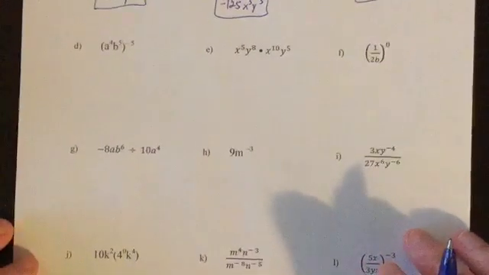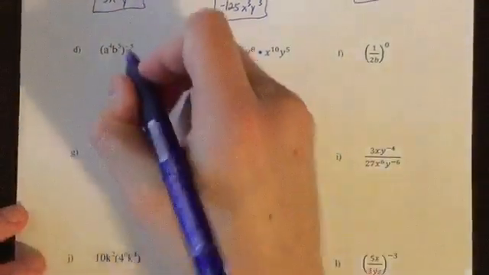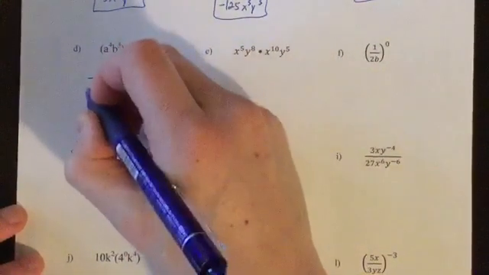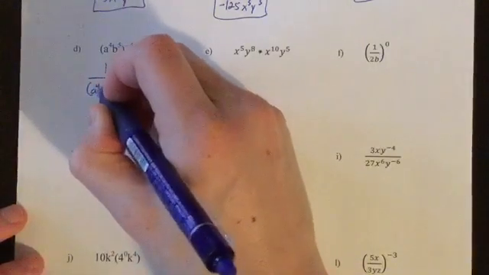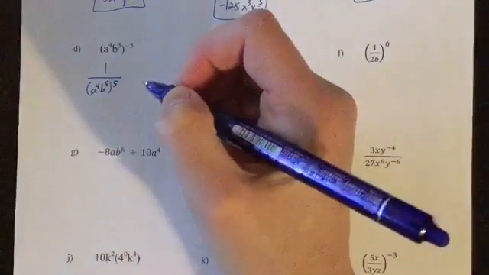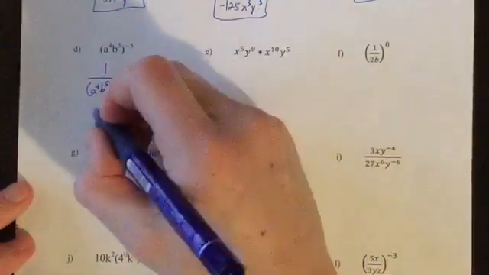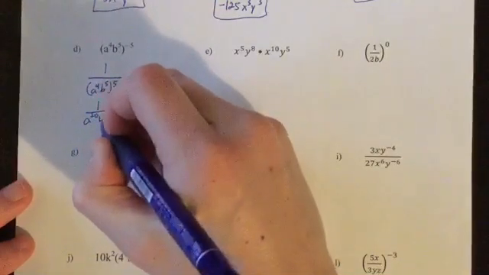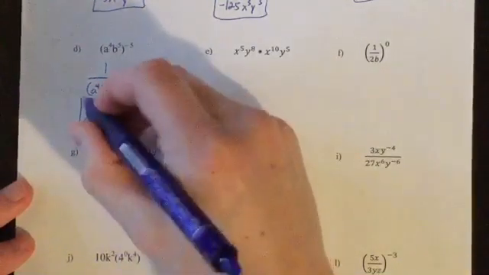Okay. On D, we've got power to a power, but it's a negative power. So I'm going to take the whole thing because the whole thing's the base. It's all grouped in parentheses. Move it to the bottom. So that outside exponent becomes a positive 5. Now I can do that power to a power where we're multiplying, where we're going to get 1 over a to the 20th, b to the 25th.